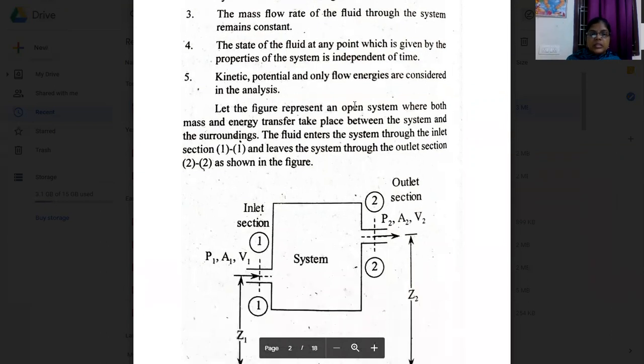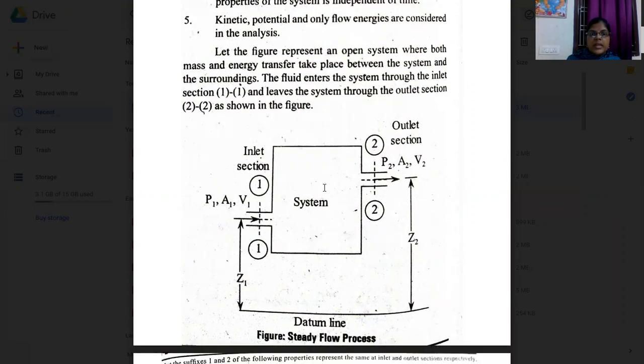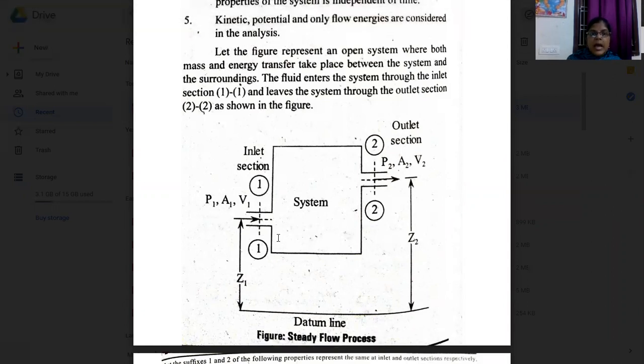Let us see the figure first. The figure represents an open system where both mass and energy transfer take place between the system and the surroundings. This is the system, and outside of the system is the surroundings. The fluid enters the system through the inlet section, section 1, and leaves through the outlet section, section 2. It has properties like pressure P1, area A1, velocity V1, and P2, A2, V2. This is the steady flow process for an open system.